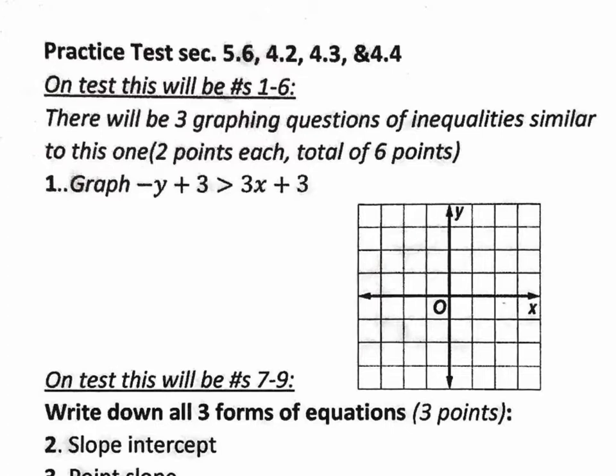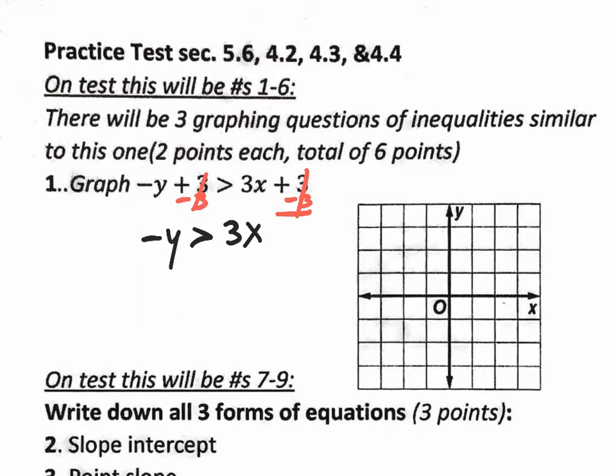So number 1, it says graph the inequality, negative y plus 3 is greater than 3x plus 3. So could we graph that yet? No, it's not in standard form. So we need to get y by itself. So I'm going to have to subtract 3 and subtract 3. And that happens to cancel out. Weird, right? So what do we have left? We have negative y is greater than 3x.